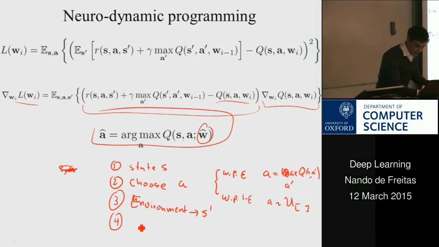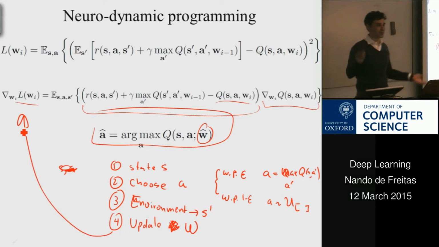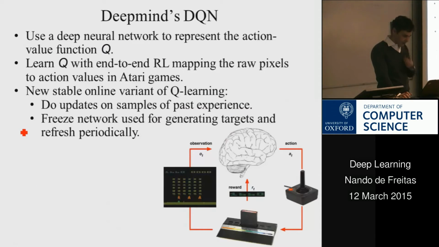And then you update omega using this equation. So you do one step of gradient descent. And that's essentially how you would implement a Q-learning agent using a neural network. Let's look at an example.